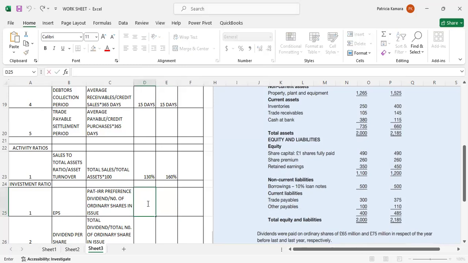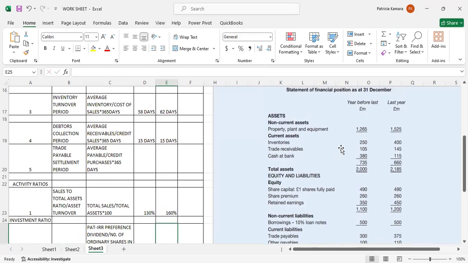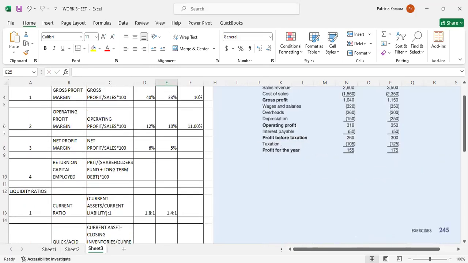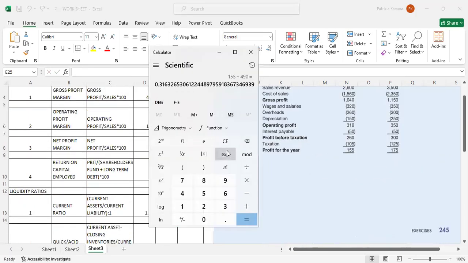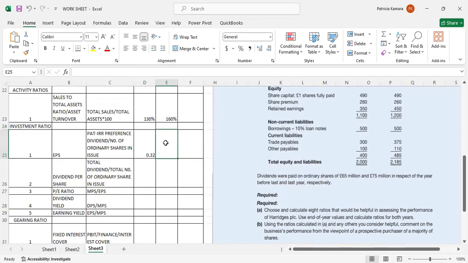So here, 0.32. And then we also calculate that for the current year. Remember, the share capital is the same, and the price for one share is the same. So we concentrate now on our profit after tax, or profit for the year. Remember, the irredeemable preference dividend is 0. So 175 divided by 490 gives us 0.34.